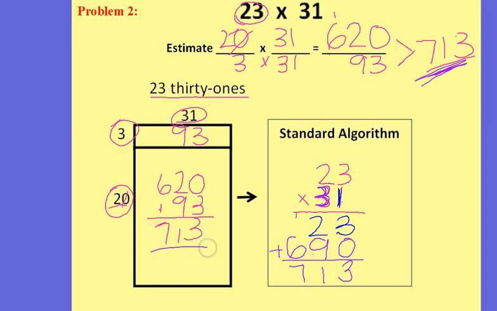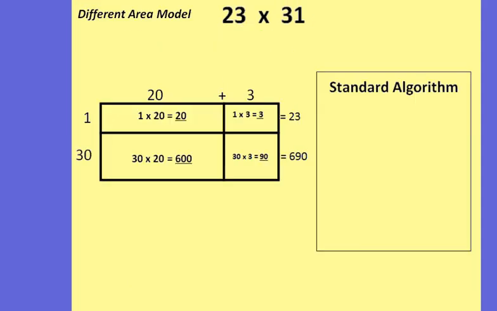With the model, we got 713. And with standard algorithm, we got 713. Remember we said you could do a different area model or a different model altogether. You could have flip-flopped the numbers on the model. It's totally fine. The purpose of the model is to organize your information.